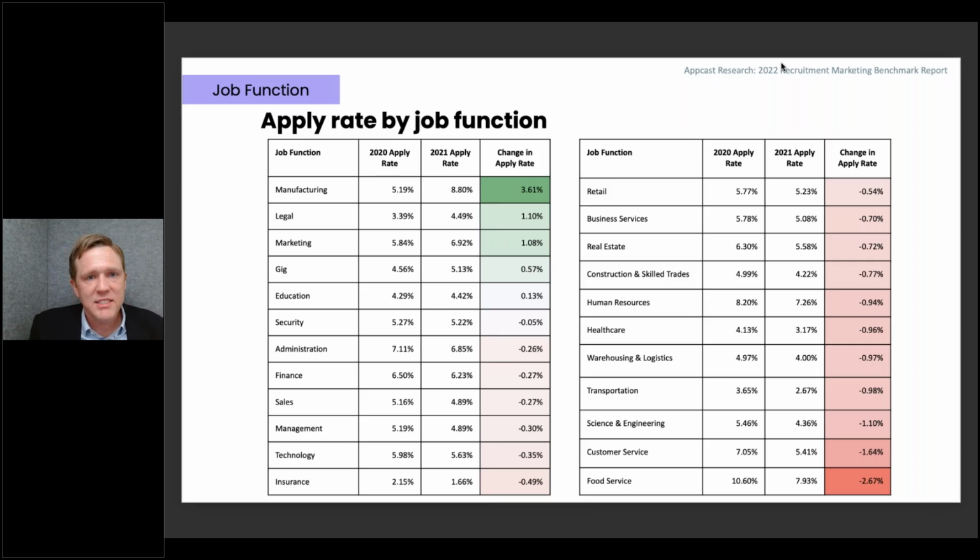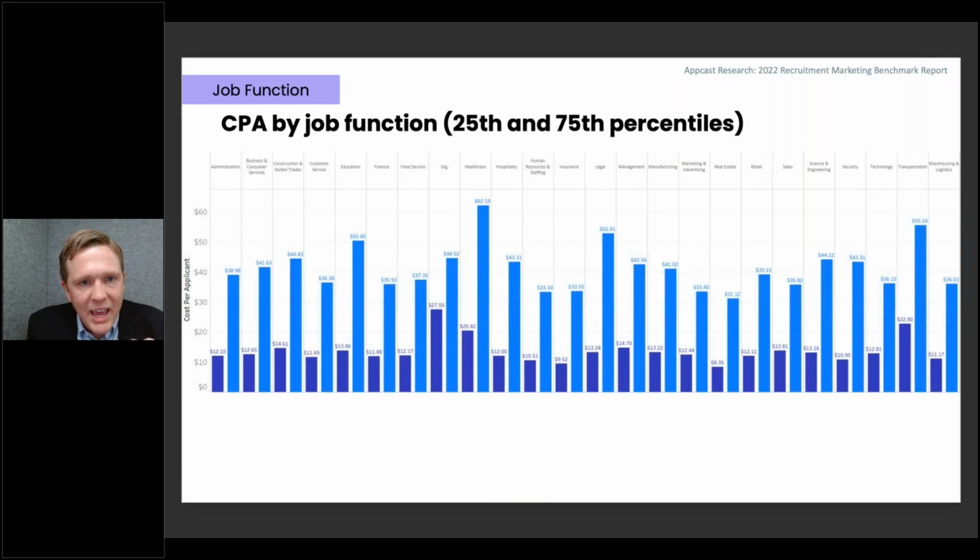And this is key here because when we go over by job function or by geography, when we show you these benchmark metrics, it's to empower you as a recruiter so that you can project and forecast what it takes to acquire the talent you need. So these are the apply rates by job function. And we also want to show you the CPA. This is the cost per application by job function across a number of different areas.